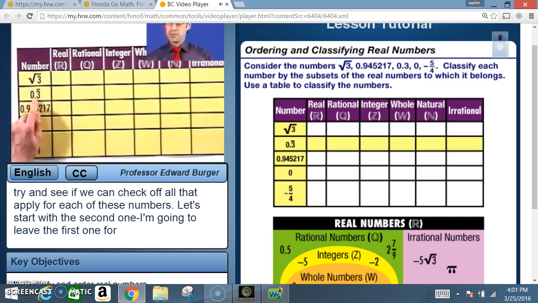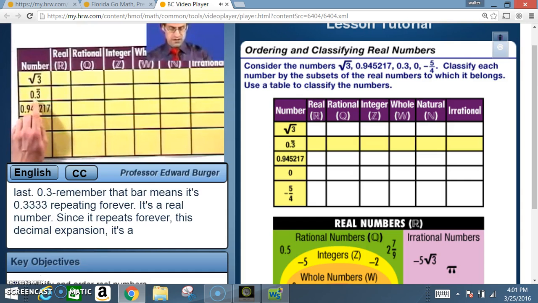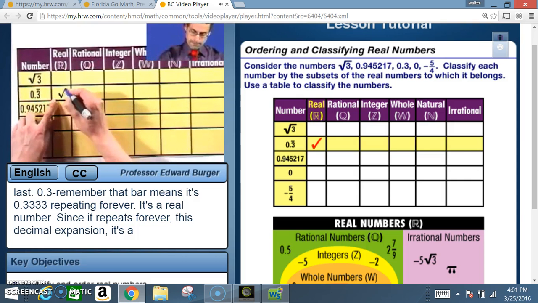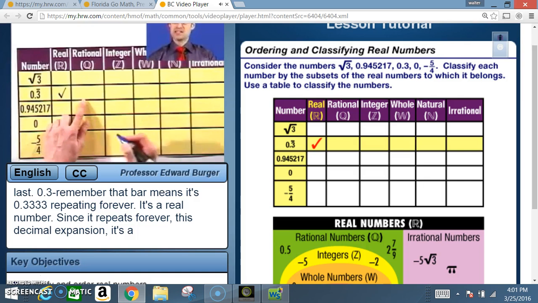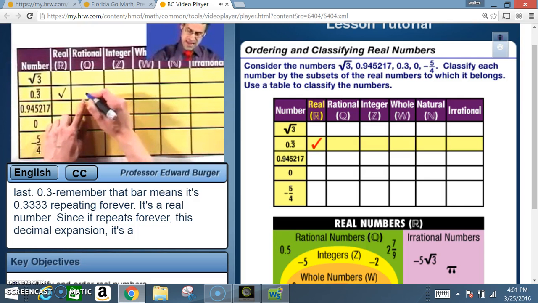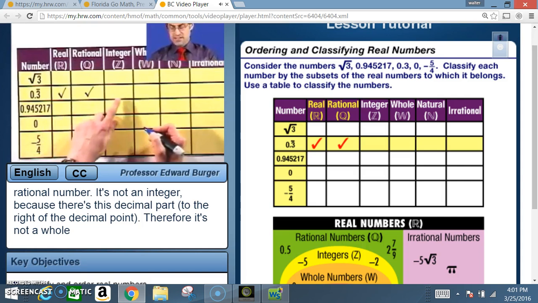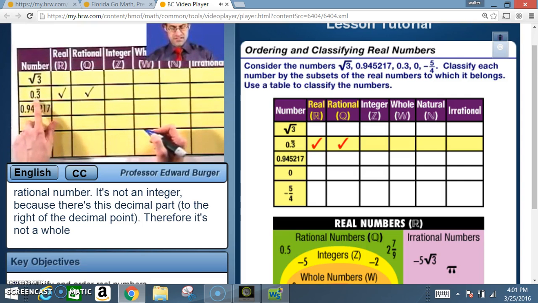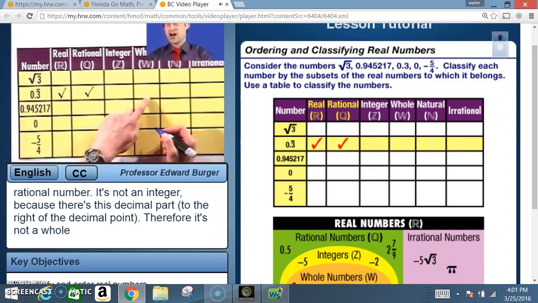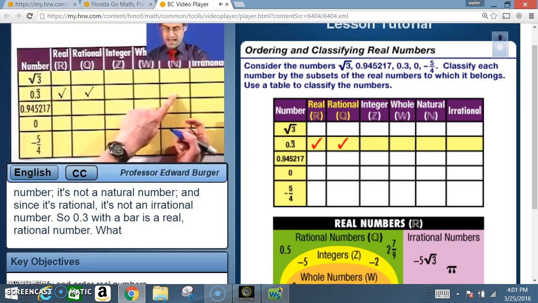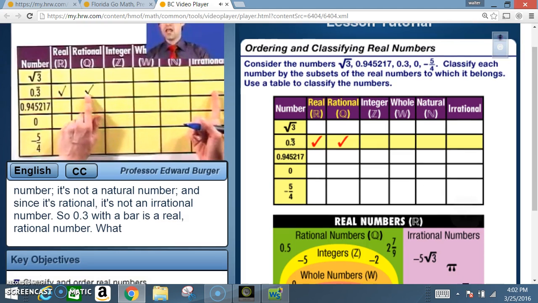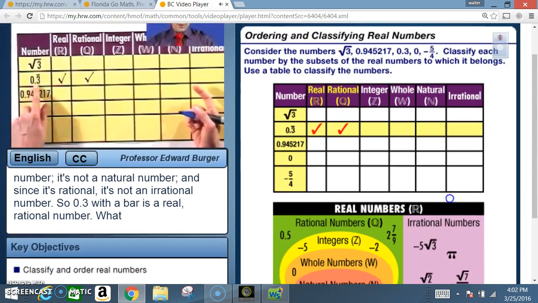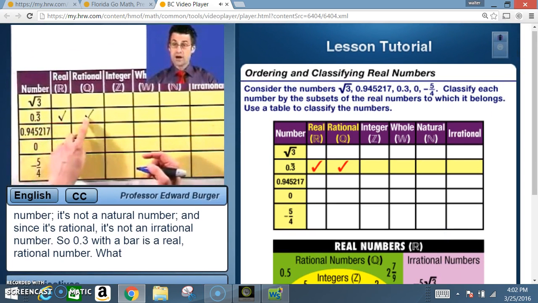So let's start with the second one. I'm going to leave the first one for last. So 0.3, now that bar, remember, means that it's 0.3333 repeating forever. It's a real number. And since it repeats forever, this decimal expansion, it's a rational number. But it's not an integer because there's this decimal part to the right of the decimal point. So it's not an integer, and therefore it's not a whole number, it's not a natural number, and since it's rational, therefore it's not irrational. So 0.3 with a bar is a real rational number.